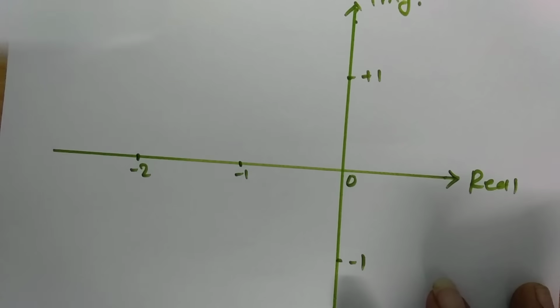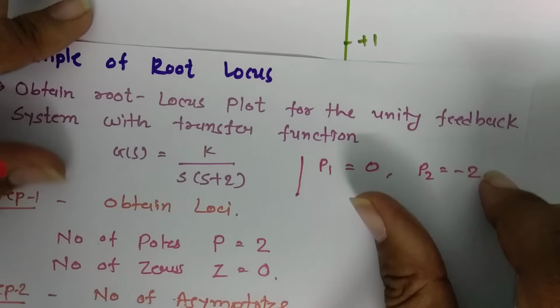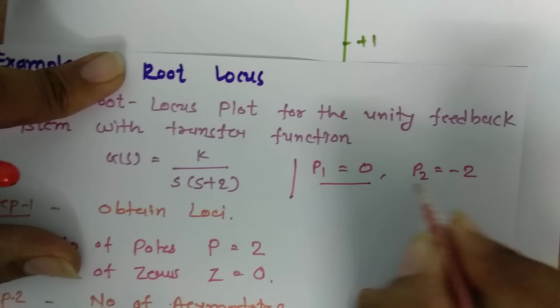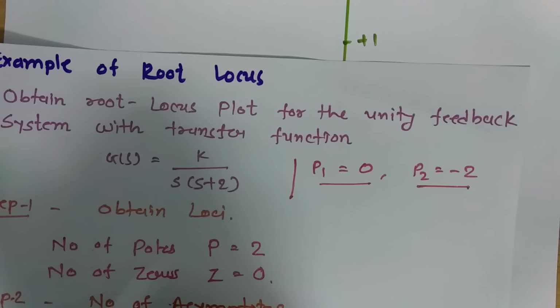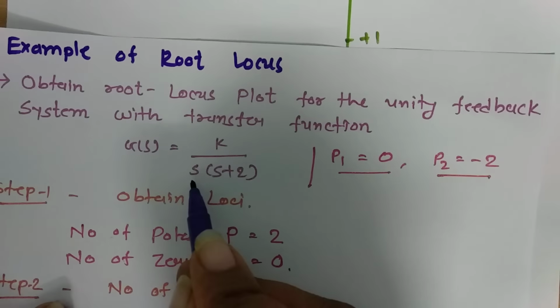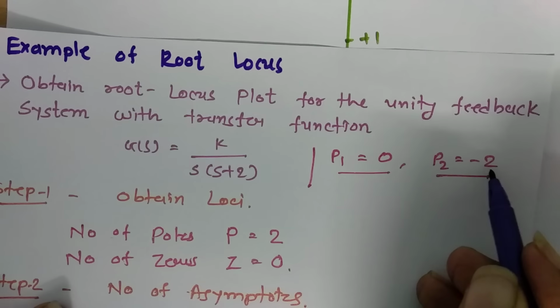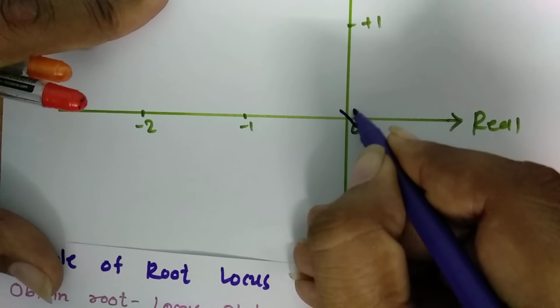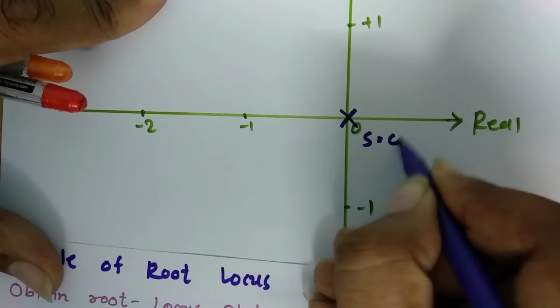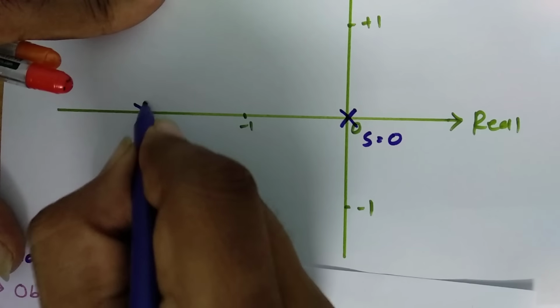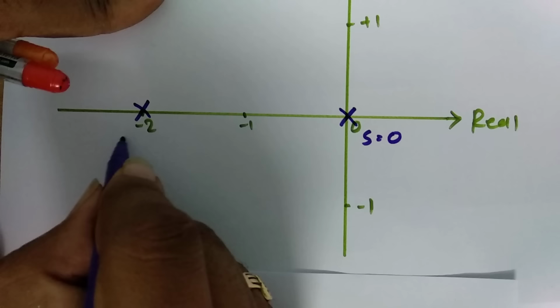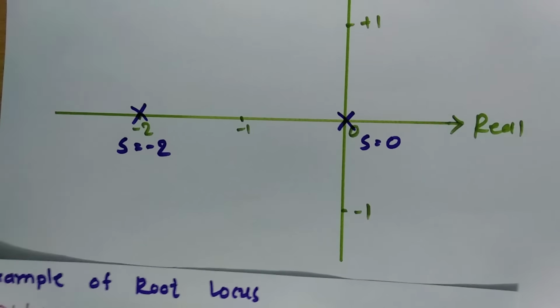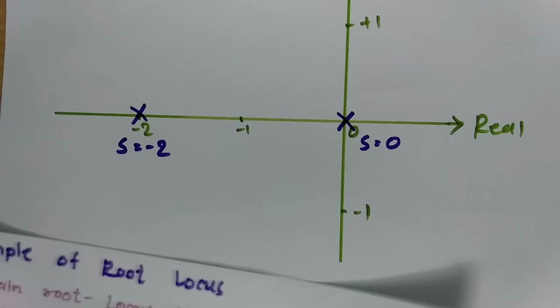So let us have a plot of root locus. In this system we have two poles. So let us place those two poles. One pole is at s equals 0 and one pole is at s equals minus 2. So here we have two poles. One is at s equals 0, and over here another pole is at s equals minus 2, and there is no zero.